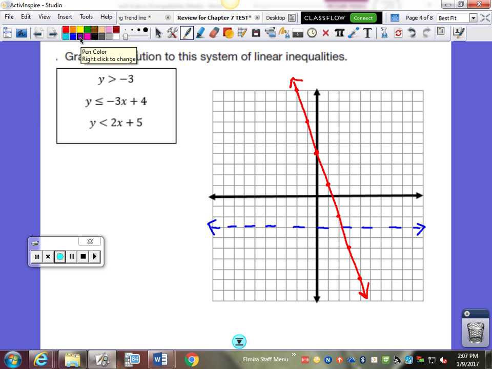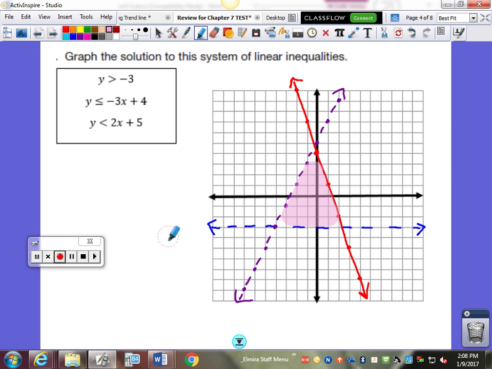And lastly, 2x plus 5, and that is also a dashed line because there's no equal bar. And the triangle it makes is where we are going to shade. Okay?